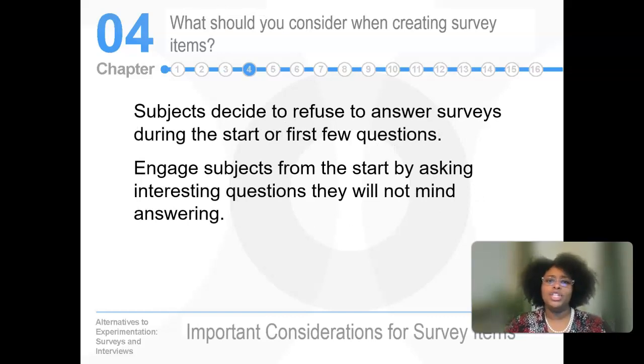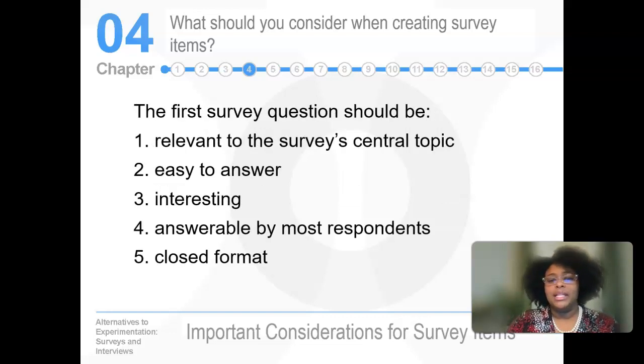So why should you consider creating a survey to collect data? Well, subjects sometimes refuse to answer surveys during the start of the first few questions. So when we think about using surveys to collect data, we want to make sure that the questions are engaging, and start by asking interesting questions that people may not mind answering.